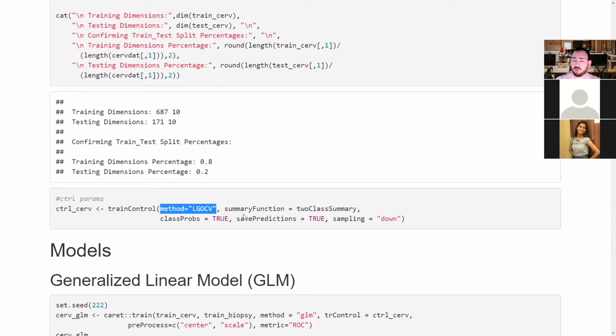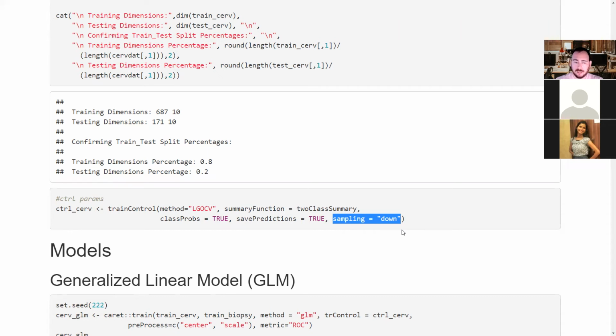It takes in a two-class summary function, which is what gives us the ROC, or the receiver operating characteristic metric, which will inevitably measure our performance. We want to see class probability, so we say true. We want to save our predictions. And this is where we finally address the class imbalance problem by sampling down. If we don't, and I have to mention this, if we don't address class imbalance, what's going to happen is on the test set, we're going to see 0% specificity, which is our target.